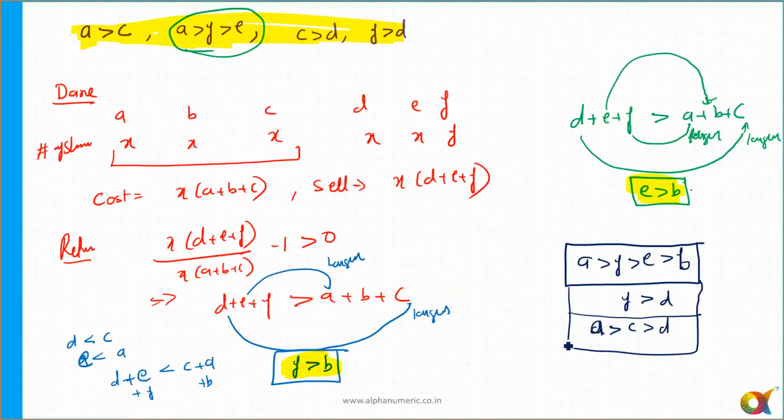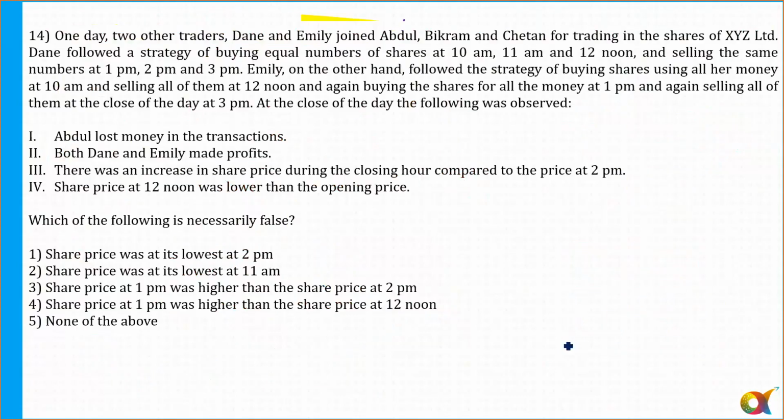So the first question, 14th. Which of the following is necessarily false? Share price was at its lowest at 2 p.m. Lowest is what? Share price at 2 p.m. is what? Can anyone tell me what is the share price at 2 p.m.? Let me write down A, B, C, D, E, and F. So it says that E is the lowest value. Is E the lowest value?